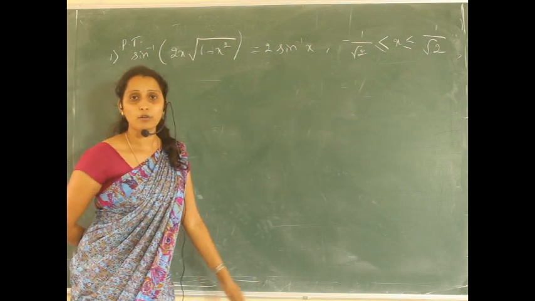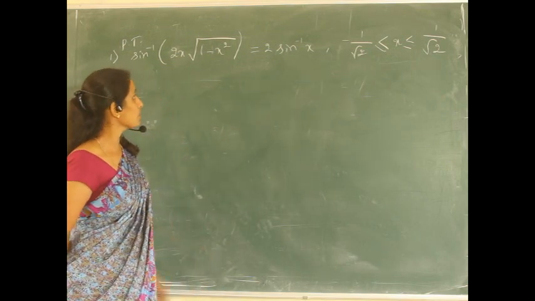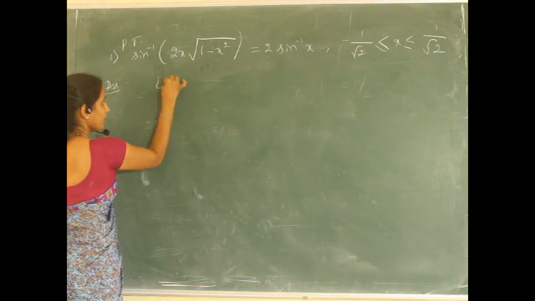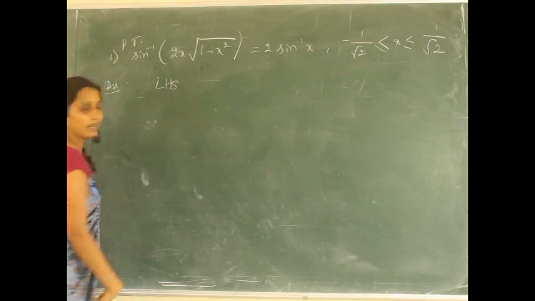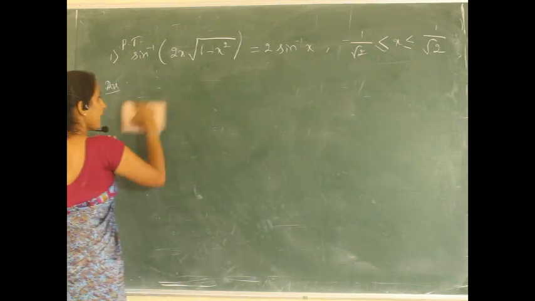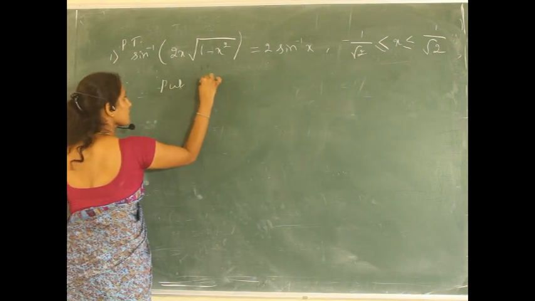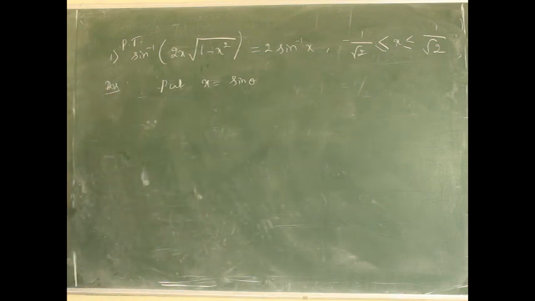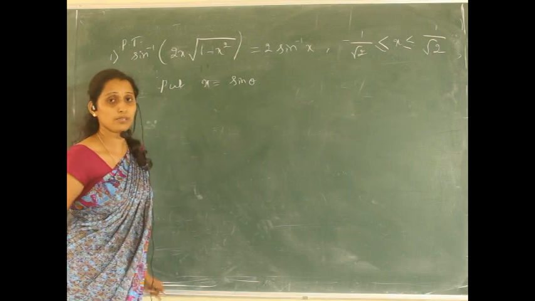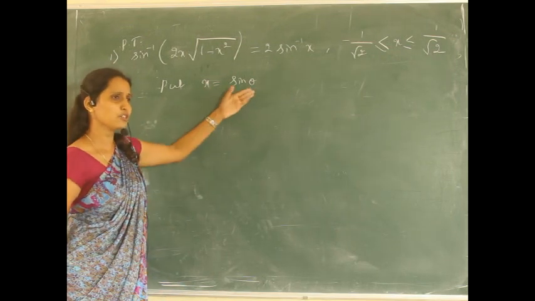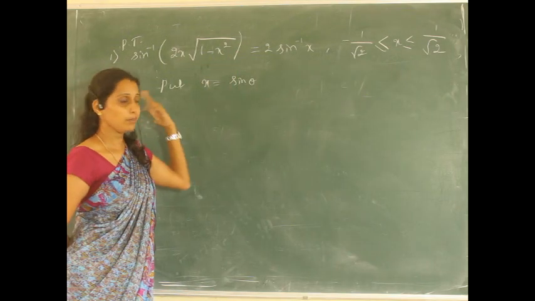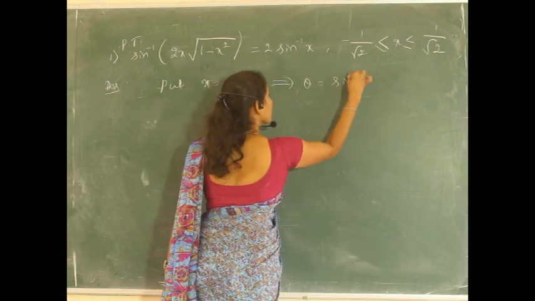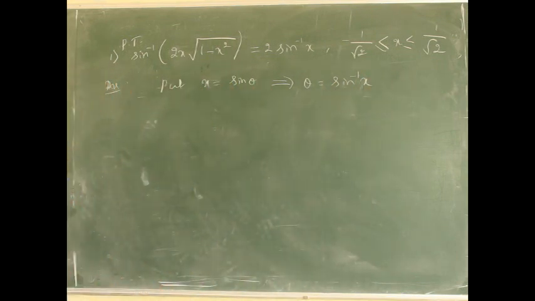To simplify this we have to make some substitutions. I'll consider the left hand side, and before that I'll put x is equal to sine theta. We cannot take x is equal to sine x, so the substitution should be in some other variable. So x is equal to sine theta, which implies theta is equal to sine inverse x.